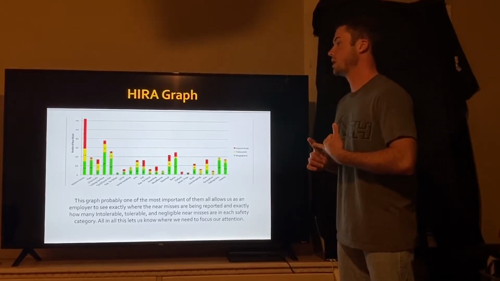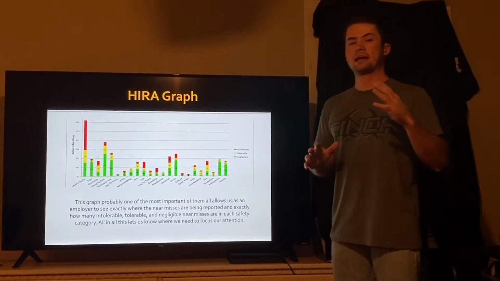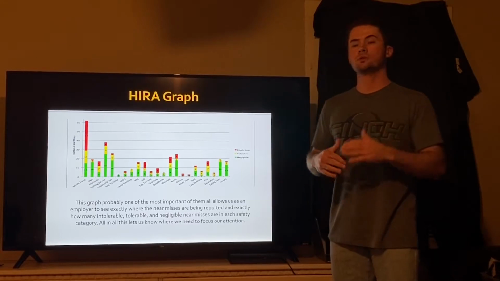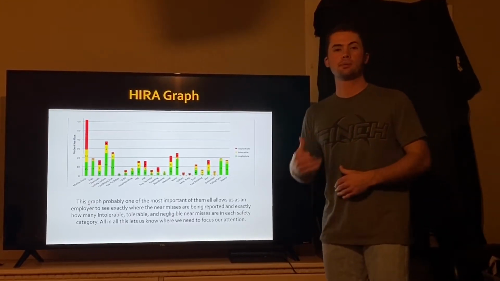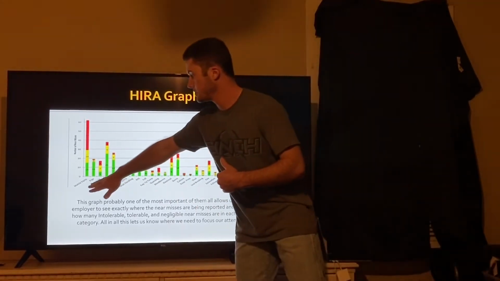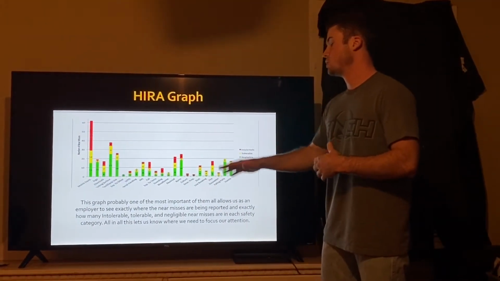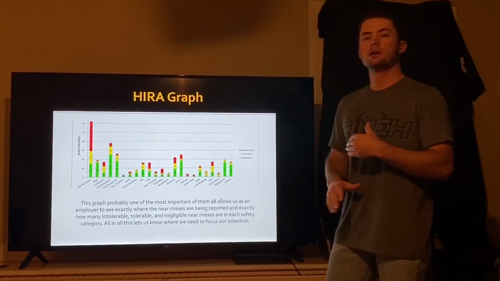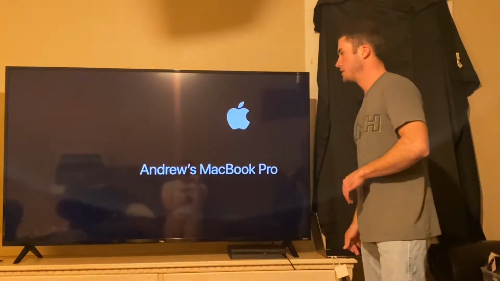And those are based off of a chart of catastrophic to minor or probable to extremely improbable, on the severity and the probability that those would occur. As you can see here, our first safety area, which is mobile equipment, was our most frequented safety area with near miss reports. It also was the one we didn't do so great in.